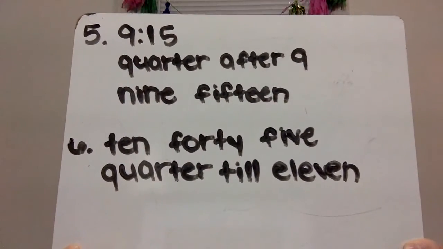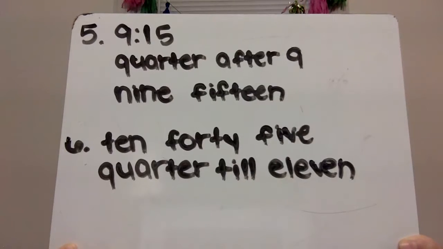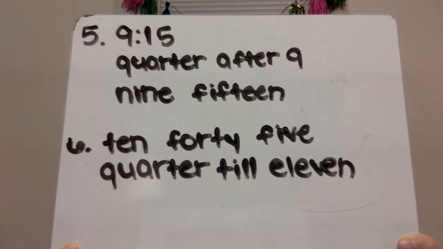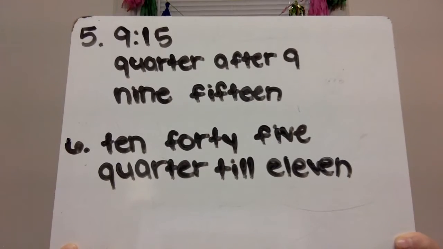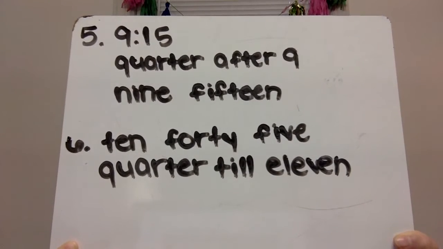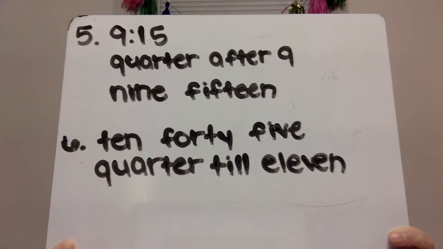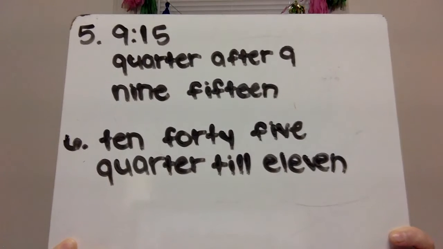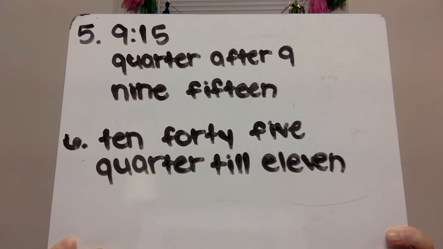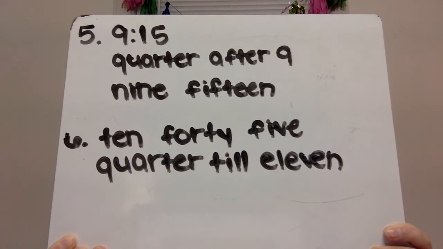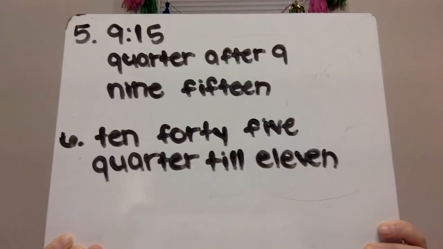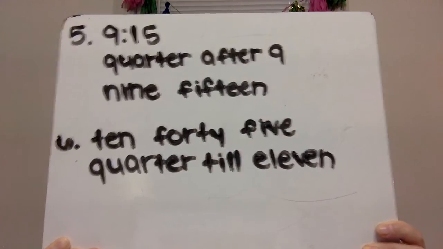For number 5, we could have written out that time as 9:15. We could have written it digitally or written out the words. Or we could say 9:15. Number 6, you could have written out with words 10:45. You could have also said 11:15. You could have also drawn the analog clock.